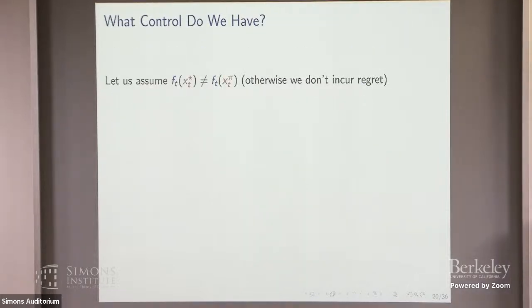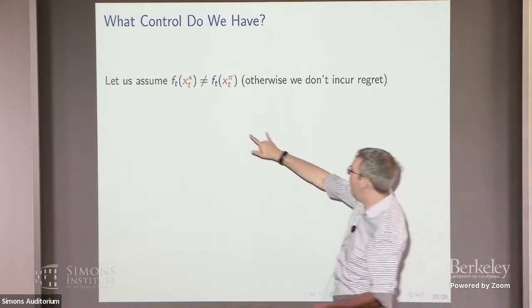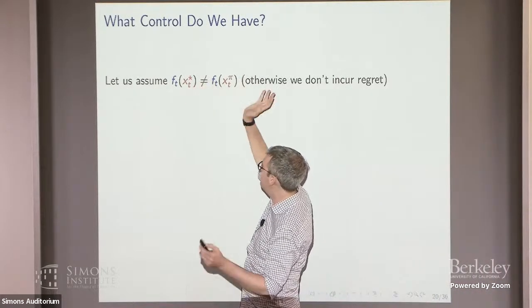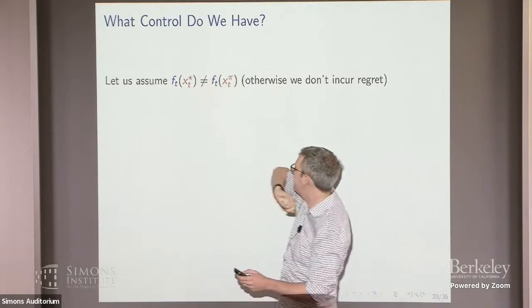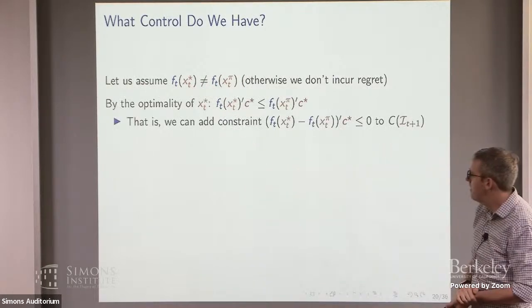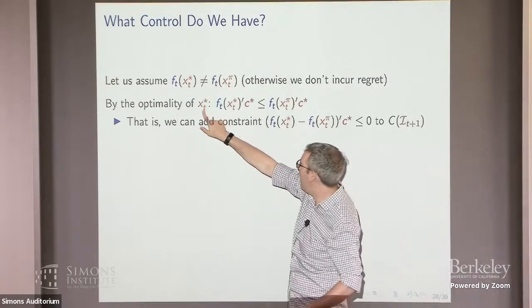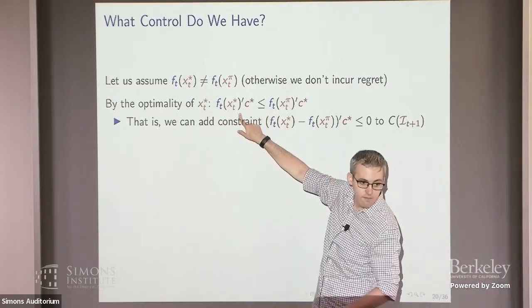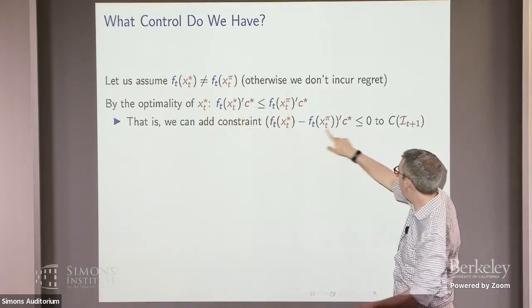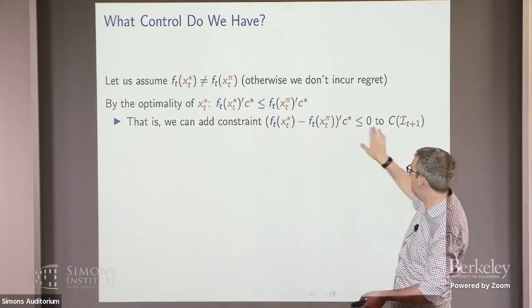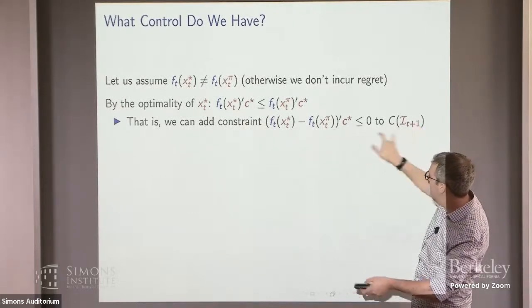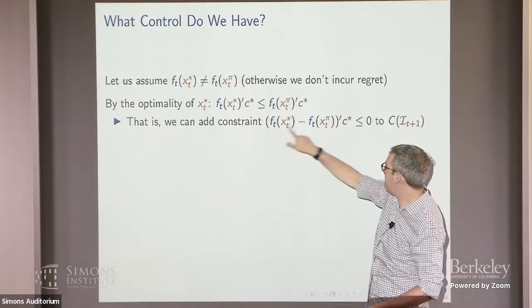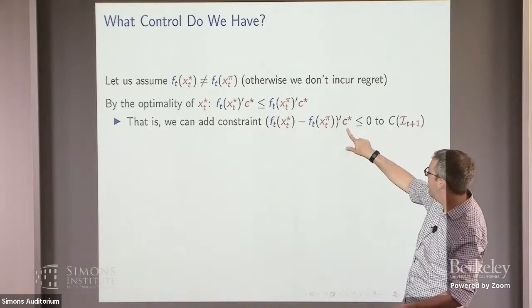So what control do we have? If that doesn't work, is this a doomed problem? If it was, I wouldn't be here. So let's assume that you made a bad choice. If you made a good choice, you don't get regret. I don't care. So let's say that you made a bad choice in a period. By the optimality of xt star, this inequality is true, which means I can add this to my knowledge set as a constraint. I'm going to call this the difference in actions. So the difference in actions inner product c star is negative.